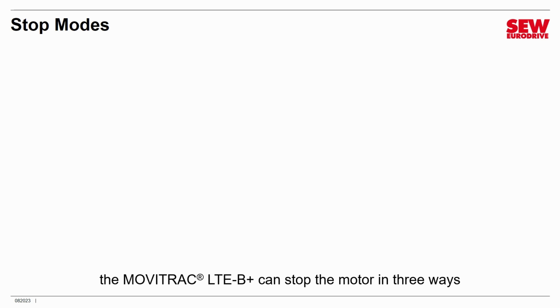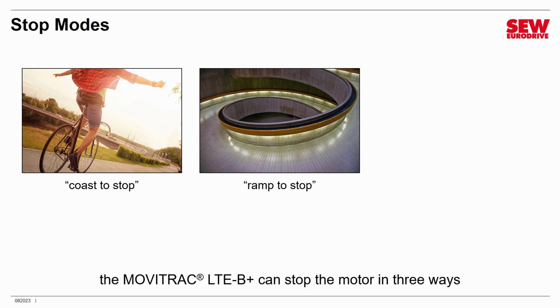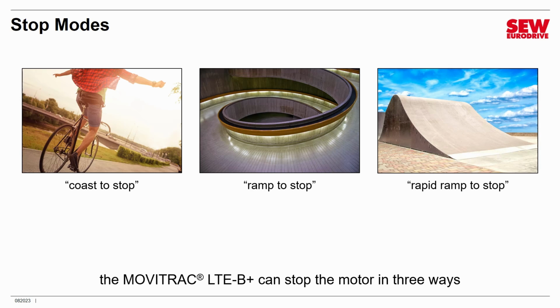The MOVITRAC LTE-B+ can stop the motor in 3 different ways. The first is called coast to stop. That's a very simple stop mode, and as you can guess, the VFD just basically switches power off and then the motor coasts until it comes to a halt by friction. The second mode is called ramp to a stop. In this case, the VFD deliberately slows down the motor at a very predictable speed and then brings it to a halt. And then there's something called rapid ramp to a stop, which is pretty much the same idea, except it happens very quickly.